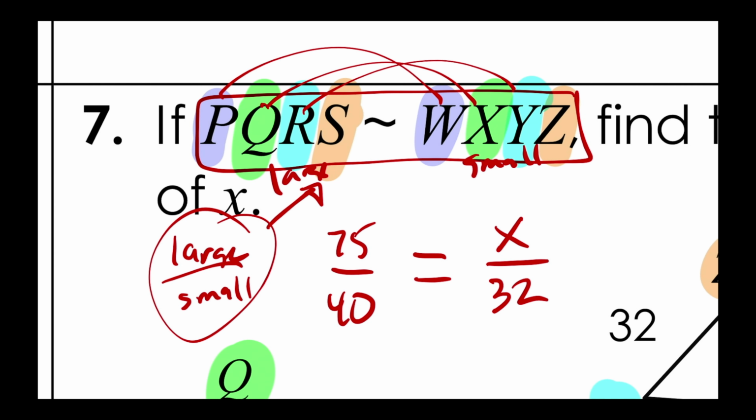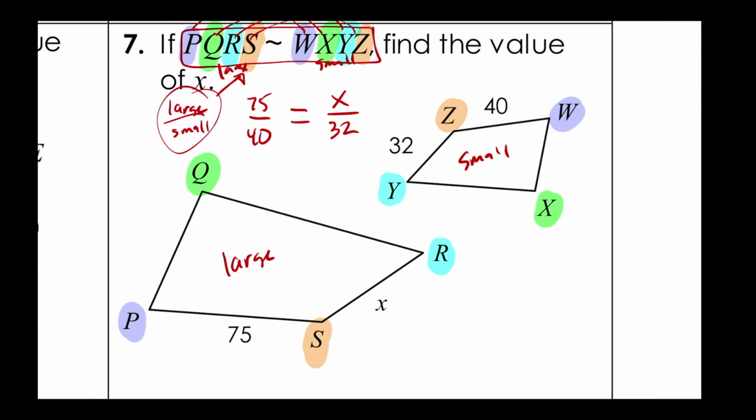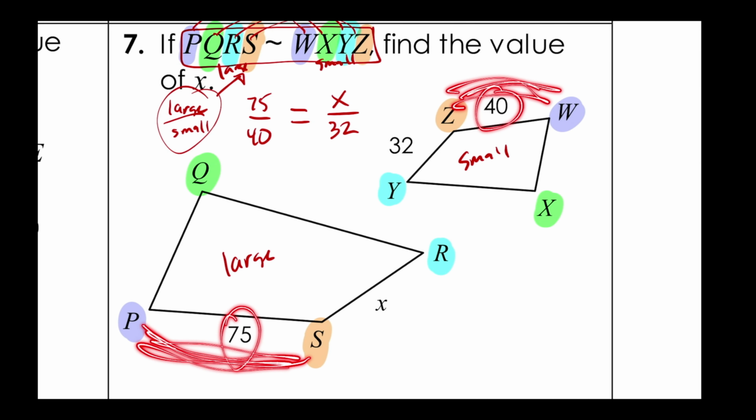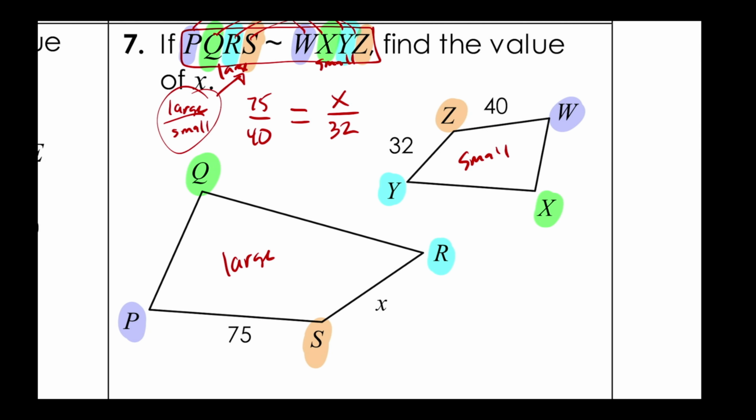Next, I needed to set up a proportion, right? Two ratios that equal each other. So I'm going to look for two sides that have numbers, because I want a ratio that has two numbers. I looked here at orange, purple, orange, purple. That has 40, that has 75. So the orange, purple are matching sides. Both have numbers. But which one goes first?